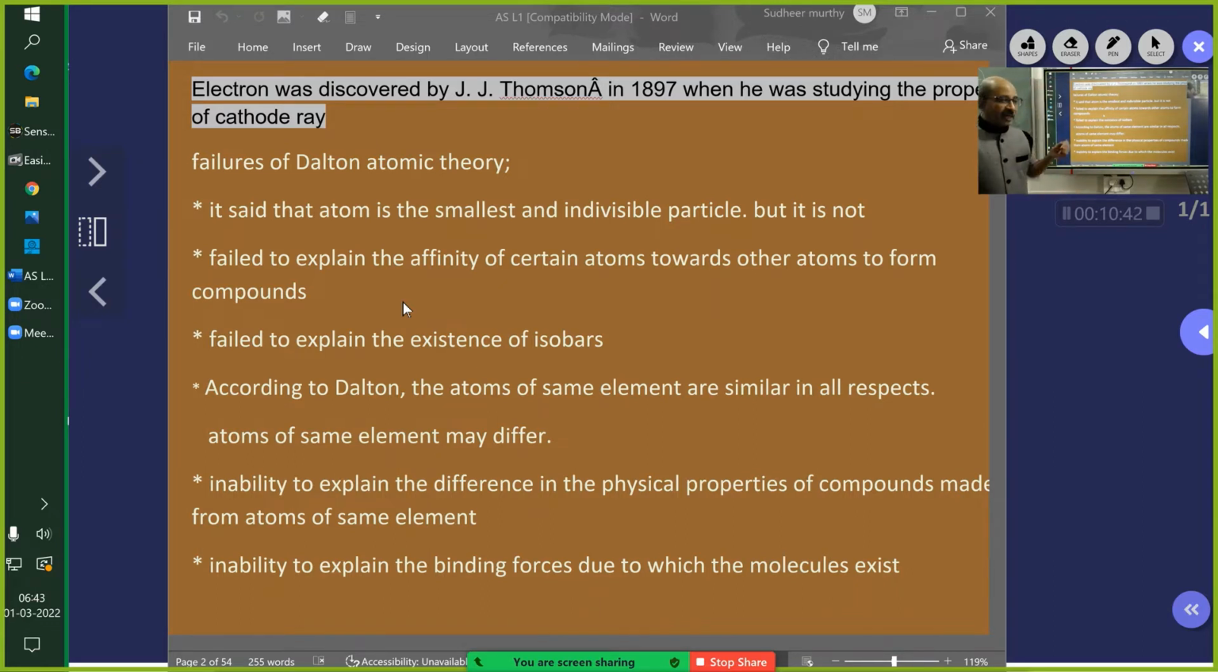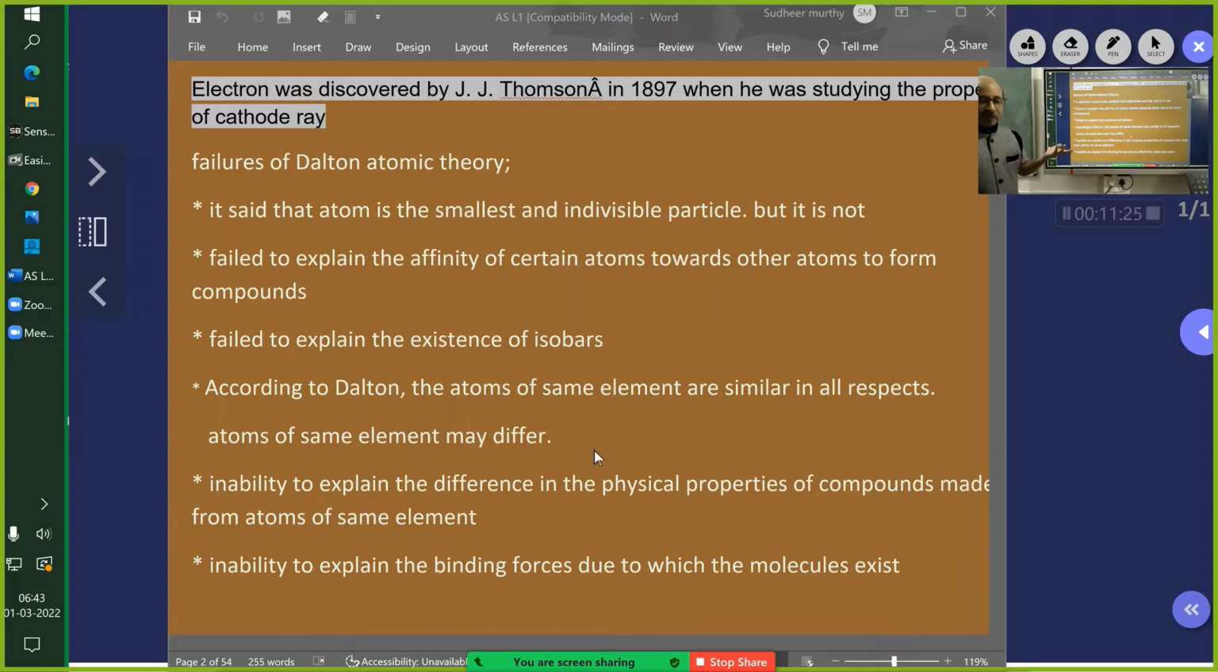That's very important, because a chemical reaction has to take place. A chemical reaction will only take place if the basic aspect is satisfied. What is that? There must be affinity. One atom should come closer to another atom, close enough that these two atoms mingle and form a new molecule, and a compound is formed. A new matter is formed. It also failed to explain the existence of isomers. These were some things which scientists noticed, but Dalton's theory could not explain them. According to Dalton, the atoms of the same element are similar in all respects.